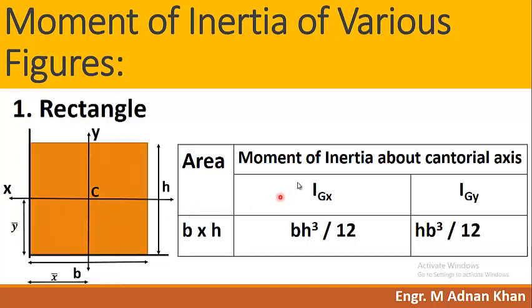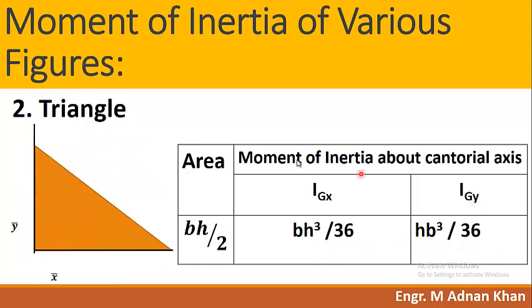Its moment of inertia about the centroidal axis will be given as Igx, the moment of inertia about the x-axis, and Igy, the moment of inertia about the y-axis. The area of the rectangle is equal to b multiplied by h, and Igx is equal to bh cube divided by 12. The moment of inertia about the y-axis becomes hb cube divided by 12. Don't get confused with this formula. There is a minor difference: bh cube, and hb cube for the y-axis.